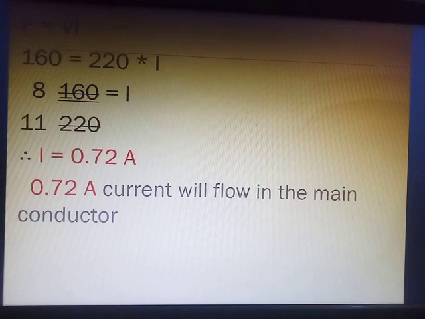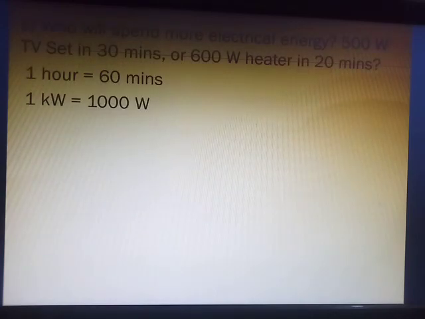We move on to the third sum. Who will spend more electrical energy? 500 watts TV set in 30 minutes or 600 watt heater in 20 minutes. You have to find out who will spend more electrical energy, TV or heater. Here also you can see power is given, time is given. You all know how to calculate electrical energy. Electrical energy is equal to power multiplied by time.